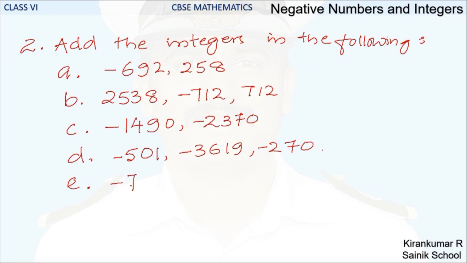Last one, minus 729 added to minus 7098, that is added to positive 729, that is added to negative 2. I request you to think before you write the answer, not to write it directly. Think, if possible, write the steps and then write the answer.